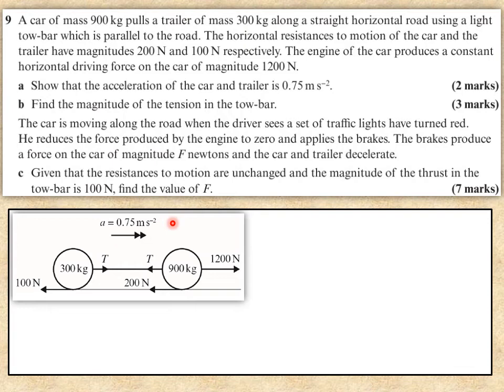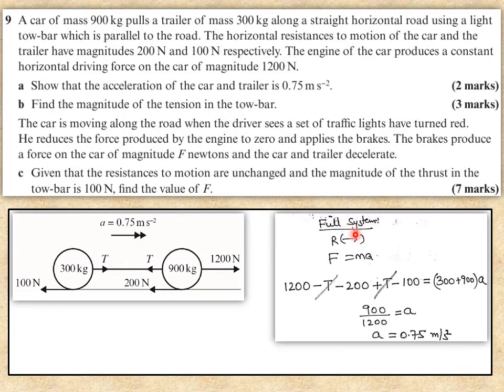Same thing if I take the full system, and if I take this as positive, the resultant force is mass into acceleration. So now this 1200 is the positive direction, this T is negative, this 200 is negative because they are in the opposite direction. This T is positive, this 100 is negative. What you can see here, and again the T will cancel. You will get the acceleration 0.75 meter per second square.